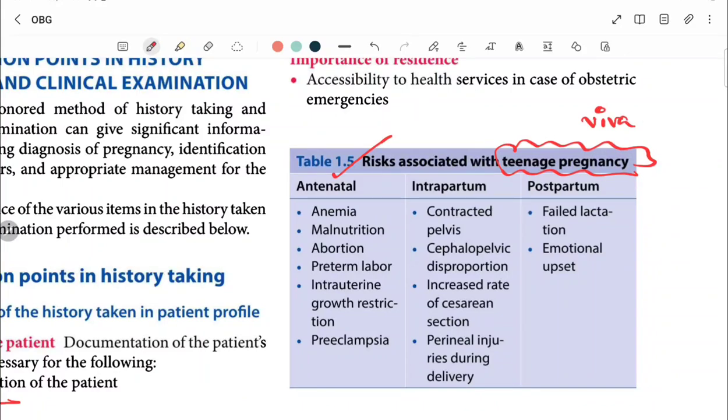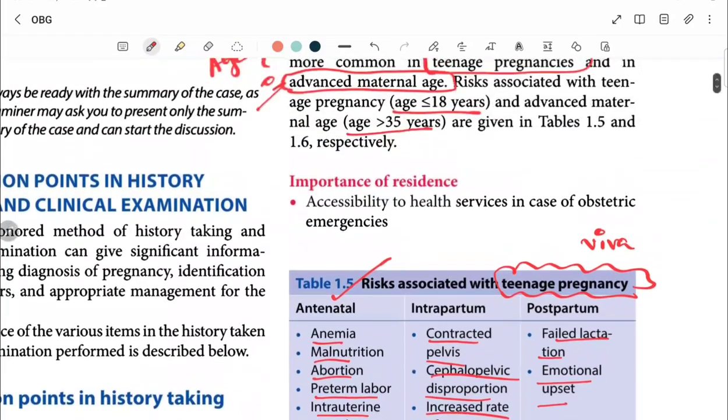You can divide them into antenatal, intrapartum and postpartum risks. In antenatal, you can have anemia, malnutrition, abortion, preterm labor, IUGR and preeclampsia. In intrapartum, it can be a contracted pelvis, cephalopelvic disproportion, increased rate of C-section, and perineal injuries during delivery. In postpartum, failed lactation, emotional upset, etc. So these are all the risks associated with teenage pregnancies.